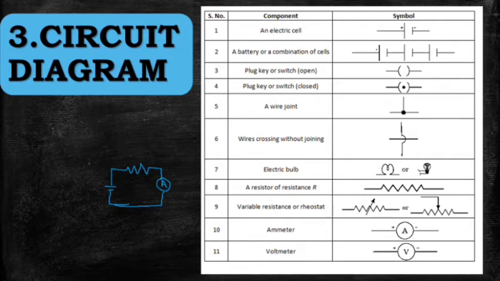An electric cell will be in the form of this. A battery or combination of cells. If we have one or more batteries, as you have observed in a torch, we put 3 cells that will be in series. That can be drawn as this. Plug key or switch open.